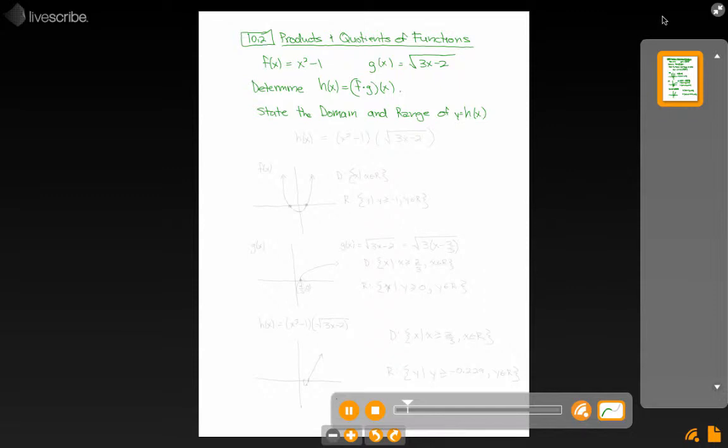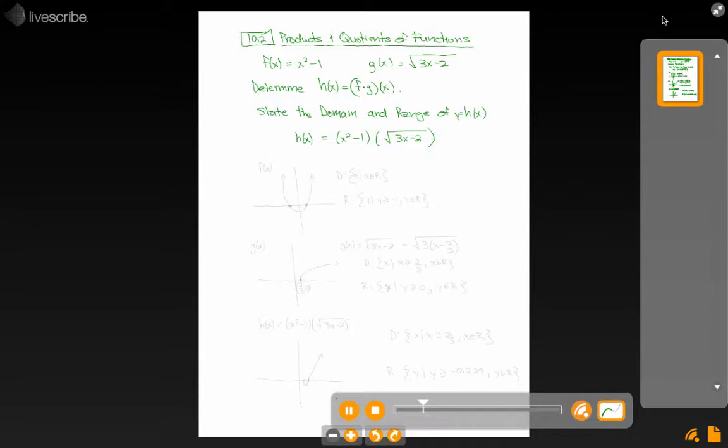Now we're asked to determine h(x) equals f times g of x, and then to find the domain and range of that. I personally always find the domain and range easier once I have a picture, but let's determine the function itself. h(x) just equals this first function times this second function. You'll notice I'm careful with brackets, especially when you're dealing with the graphing calculator. You've got to make sure you have these things in brackets.